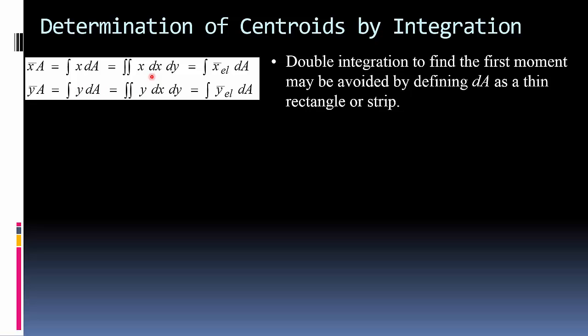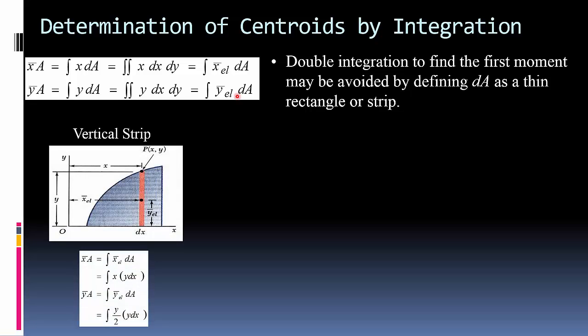And so it turns out that if you define a little strip in a correct way, we can actually drop this double integral back down to a single integral, and it ends up being x bar A is the integral of x bar of the little differential element, and we'll show you that in just a second, times dA, and y bar A is the integral of the y bar of the little differential element times dA. Okay, so let's look at some examples of picking good little strips.